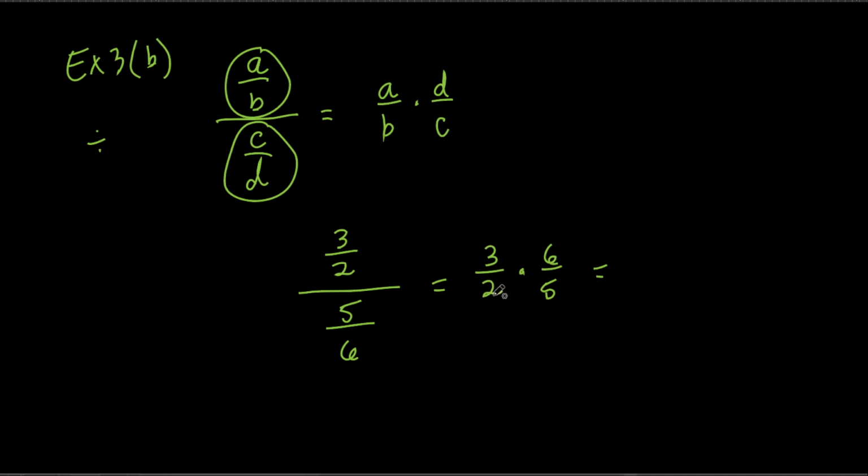Now, what can we do here with numbers? I can cancel some stuff out, can't I? 2 goes into 6. 2 goes into 2 once. 2 goes into 6 what? 3 times. Does anything else cancel out? No. So what am I left with? 9 over 5. It's a weird looking 5. With me? All right. Now, let's keep going.